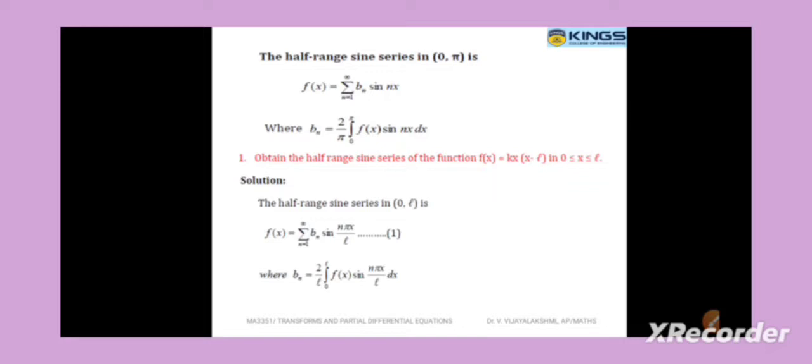Now we will see some problems based on half-range Fourier sine series. The first problem is: obtain the half-range sine series of the function f of x equal to kx into x minus L in 0 less than x less than L. Here the function is defined in the interval 0 to L, so we know the formula for half-range Fourier sine series in the interval 0 to L. First you have to write that formula: f of x equal to summation n equal to 1 to infinity bn sine n pi x by L, where bn equal to 2 by L integral 0 to L f of x sine n pi x by L dx.